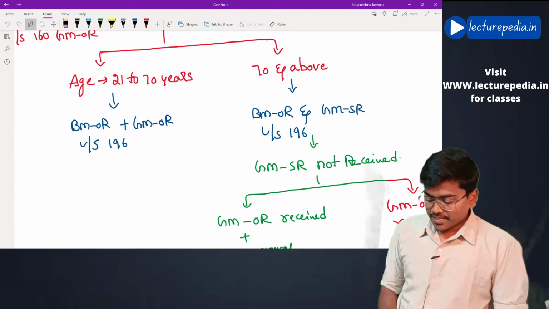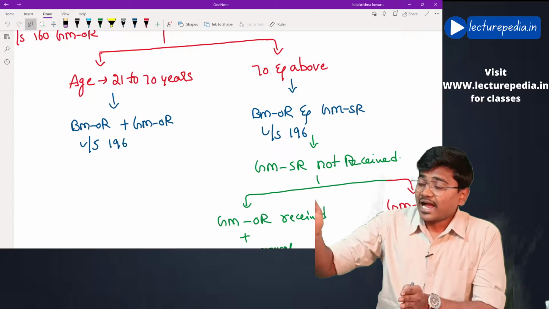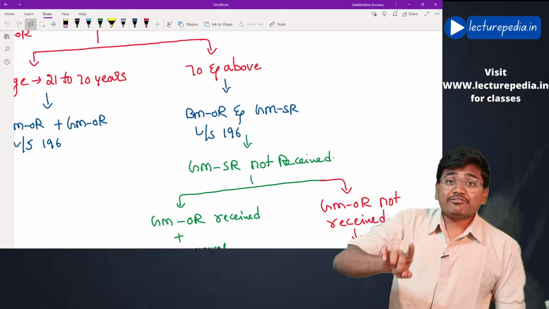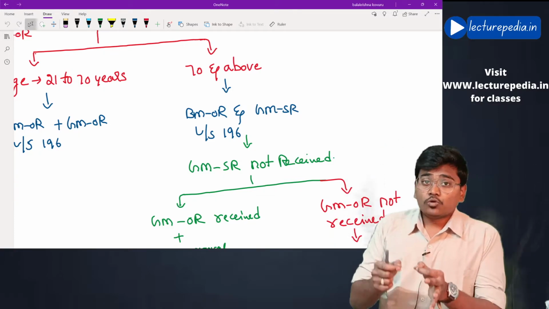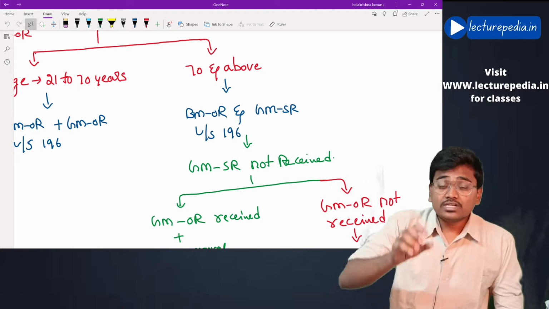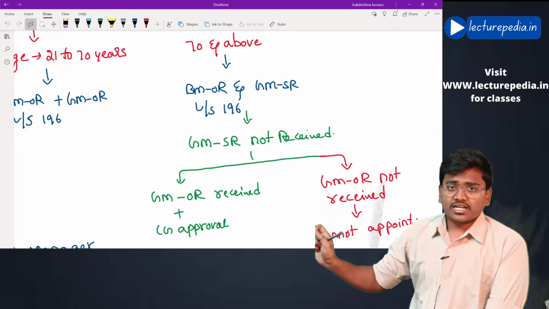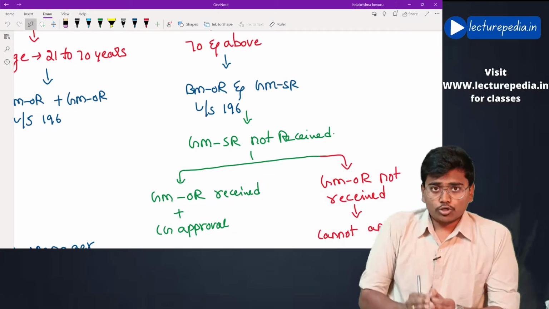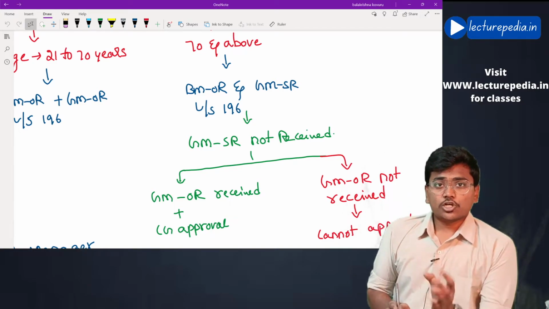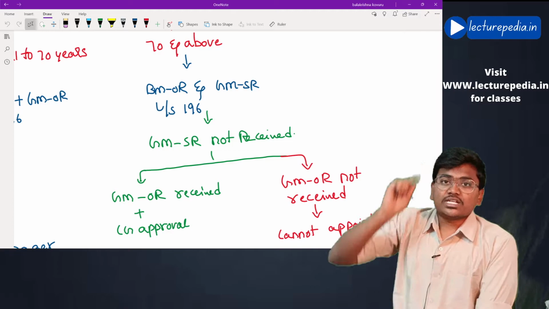Hope that is clear. This is the case if the age of the person is above 21 years and up to 70 years. What if the age of the person is 70 and above? That means the person whom you want to appoint as an executive director is aged 70 or more. In that case, a board meeting ordinary resolution is required. First of all, the board of directors have to recommend such person as executive director by passing an ordinary resolution. After that, in the general meeting, a special resolution is required.